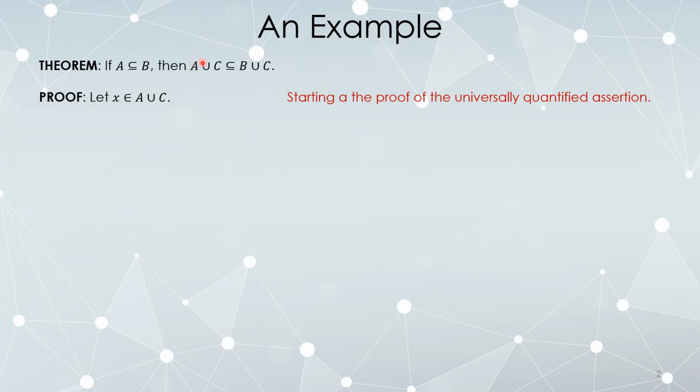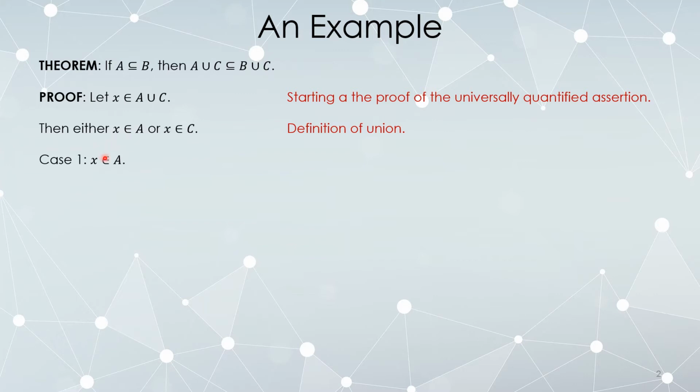Our assertion is universally quantified for any X: if X is an element of A union C, then X is an element of B union C. Since it's a universally quantified statement, we just let X be arbitrary, but the hypothesis is that X is in A union C. So we have a universally quantified conditional statement, so we assume its hypothesis. Then X is either in A or X is in C, and that's just the definition of a union of two sets. Since we assumed X was in A union C, we know one of these is true, not necessarily both, and we don't know which one.